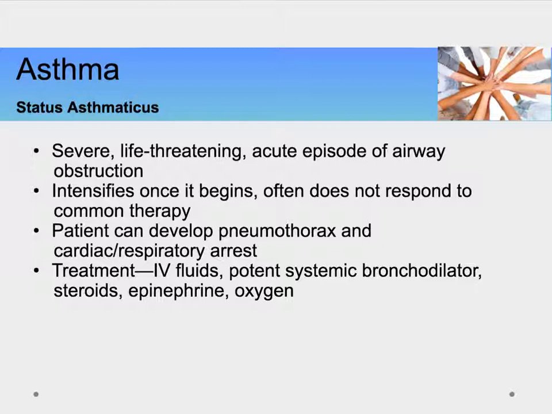They're using accessory muscles for breathing. If it is not reversed, the patient can go into a cardiac or respiratory arrest. So we are using those bronchodilators, steroids, epinephrine sometimes as a rescue medication. So really what you need to know here is that status asthmaticus is a patient who is having a severe asthma attack and that it can be a life-threatening situation.